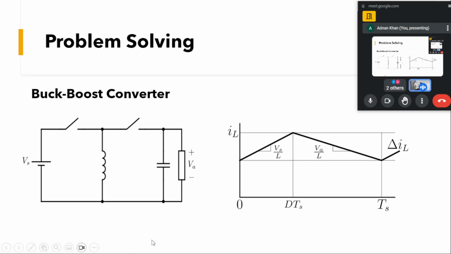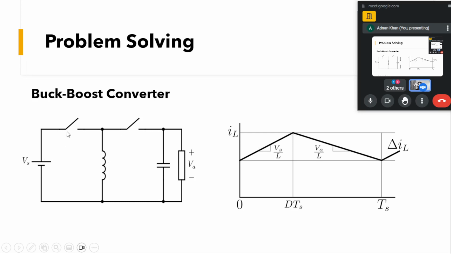So from 0 to DTS, current will start to rise up to DTS position, because this device will be turned on and the voltage across the inductor is positive, so di by dt will be positive, and current will start to rise up to a peak point.